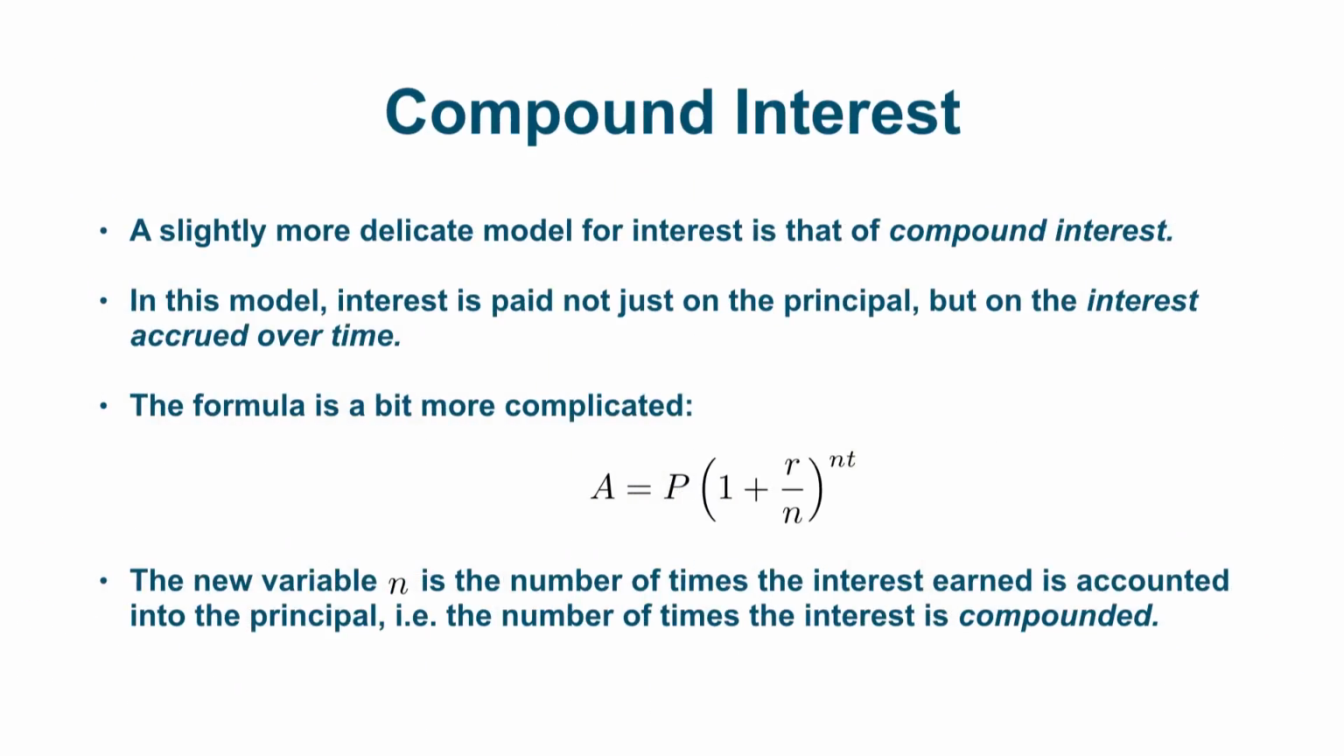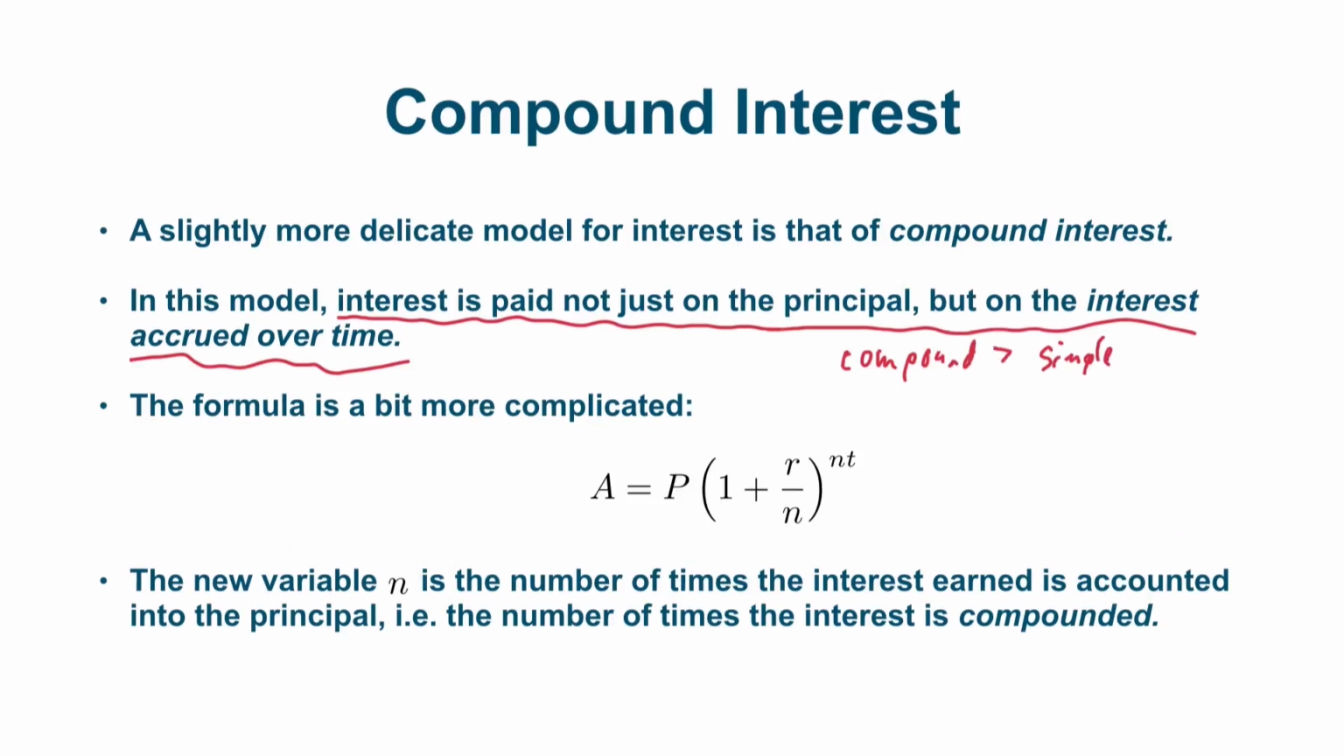So the key point is that the interest is paid not just on the principal, but on the interest accrued over time. So in general, the amount that you earn from compound interest is somewhat greater than the amount you earn from simple interest, because I'm allowed to collect interest on interest. So what is the formula here? We will not go into the derivation of this formula. It's usually taken as a given in introductory courses, though it's not incredibly difficult to derive.